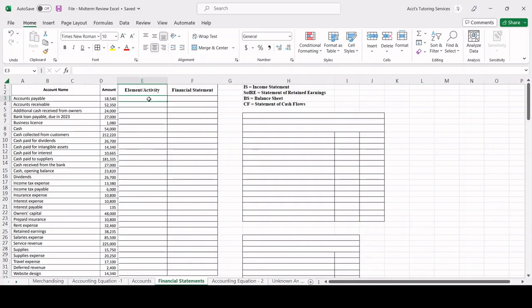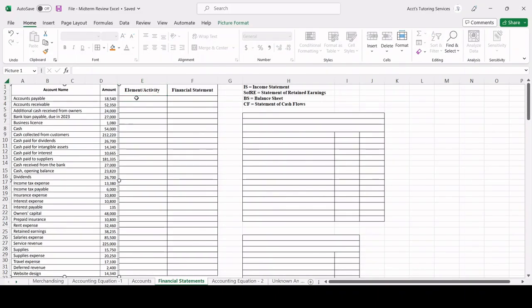And furthermore, the element, if it's an asset, it could either be current or property, plant, and equipment, or intangible. We have to differentiate that as well. If it's a liability, it could either be current or long-term, and equity is equity. So let's dive right into this.